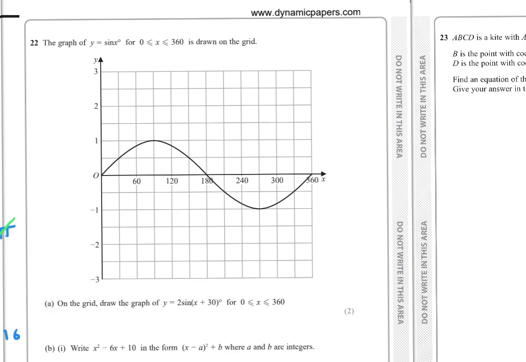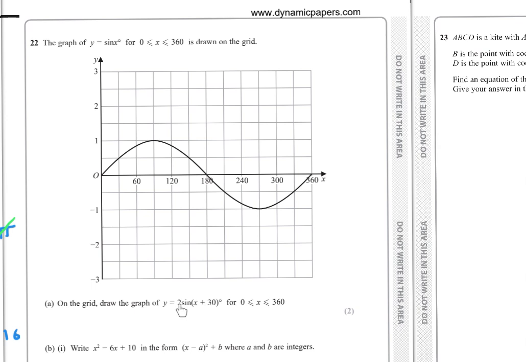22. The graph y equals sin x, for x greater than or equal to 0 and less than or equal to 360, is drawn on the grid. On the grid, draw the graph y equals 2 sin(x plus 30). In the new function, we multiply the function by 2 and we add 30 to x. So we have two types of transformation: a vertical stretch by scale factor 2, and a horizontal translation 30 units to the left. Now we can draw the graph after this stretch.